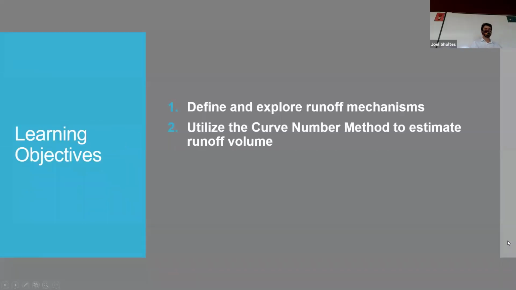And our learning objectives for today are to define and explore different mechanisms for runoff. So we're going to do some conceptual stuff. And then we'll talk about the curve number method, which is one method for determining the runoff volume of a watershed.